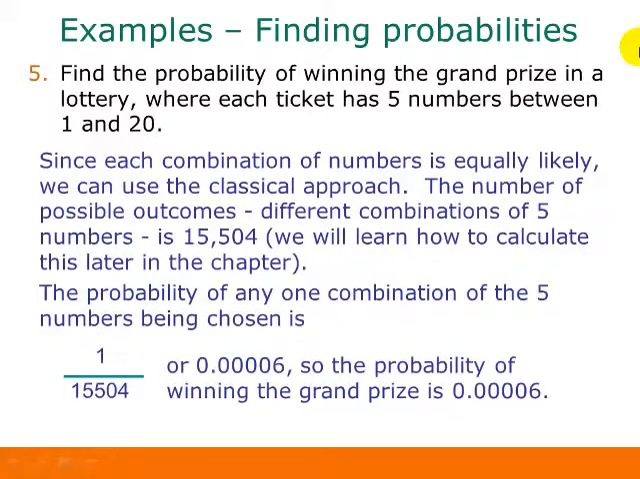If we divide this, we get 0.00006, so the probability of winning the grand prize in this lottery would be 0.00006.